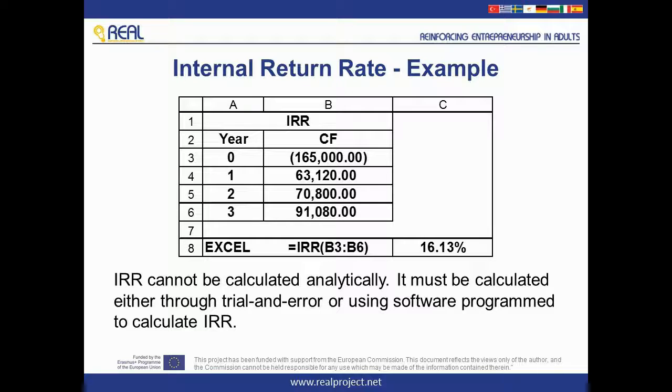In year 0, there is the initial investment of 165,000 euros. The cash flows of year 1, 2, and 3 are 63,120 euros, 70,800 euros, and 91,080 euros. The software will solve the equation per IRR. That means if you find a cost of capital less than 16.13%, the investment could be profitable.